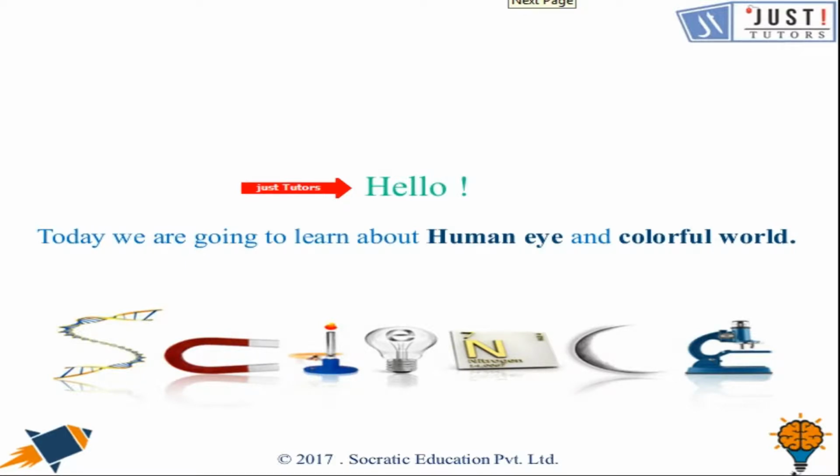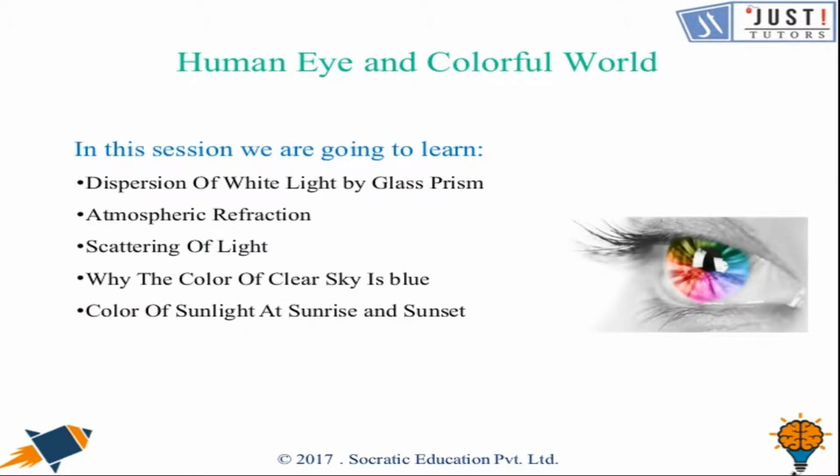Today in this video we are going to learn about the human eye and this colorful world. Objectives of today's video are dispersion of white light by glass prism, atmospheric refraction, scattering of light, why the color of clear sky is blue, and color of sunlight at sunrise and sunset.